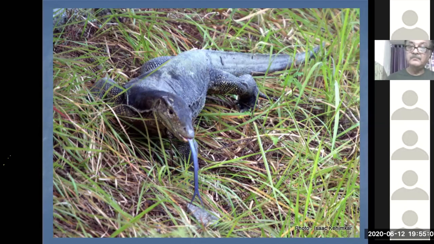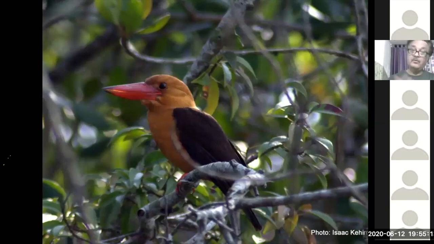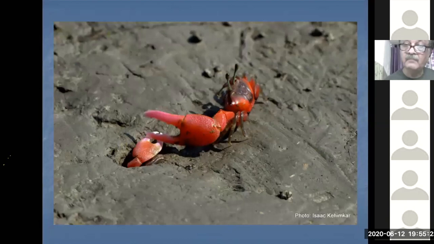And then it's a good place for birds also, actually. With the brown-winged kingfishers, and there are several species of kingfishers you see there. But that place is a wetland full of fishes also. That's a collared kingfisher. And if nothing else, you can see the crabs, the fiddler crabs. That's how I watched them when I had nothing else to see.